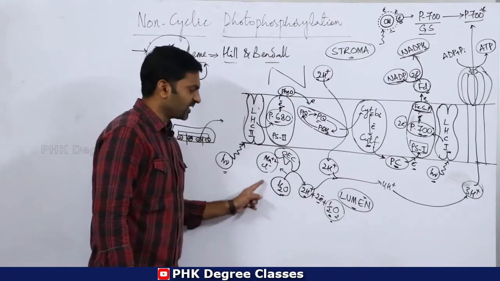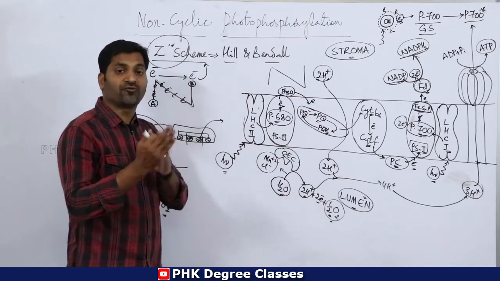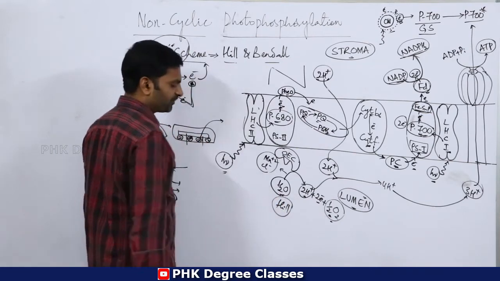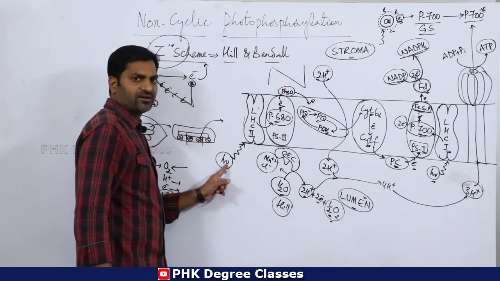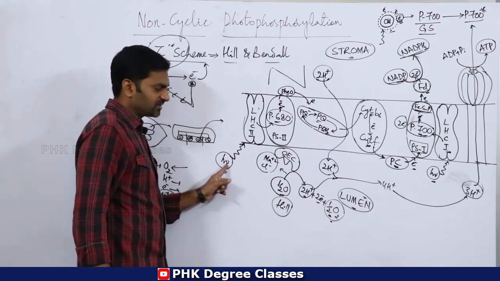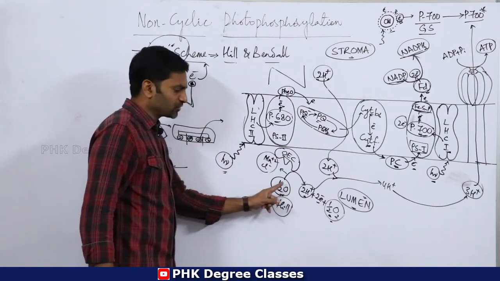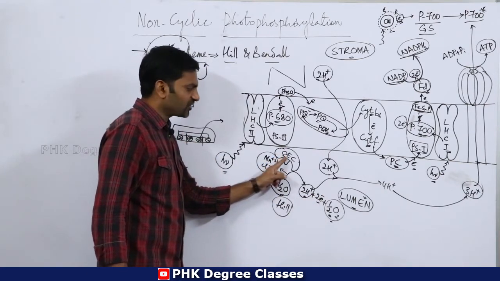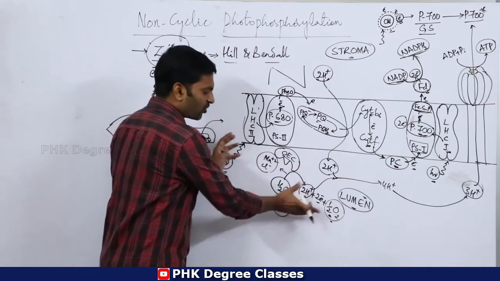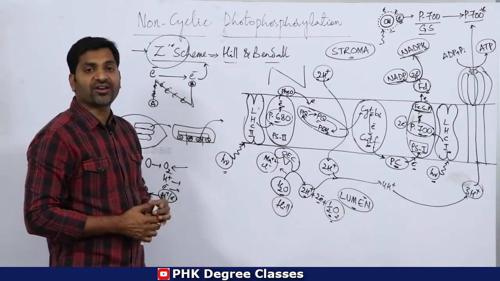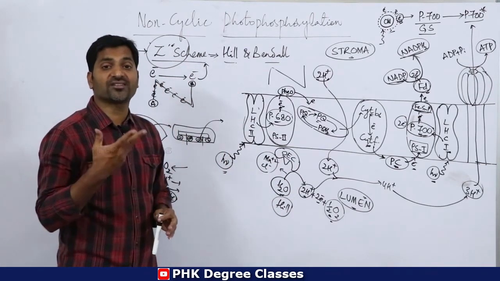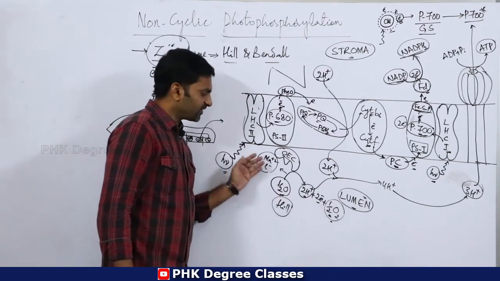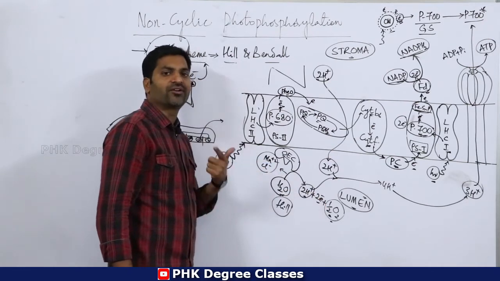This entire process was put forth by Robin Hill. Whenever sunlight, hν, is available, water gets broken down into protons and oxygen through the oxygen evolving complex. This entire concept is called the Hill reaction, or photolysis of water. I have already told you in my previous classes. This is photolysis of water, or the Hill reaction.